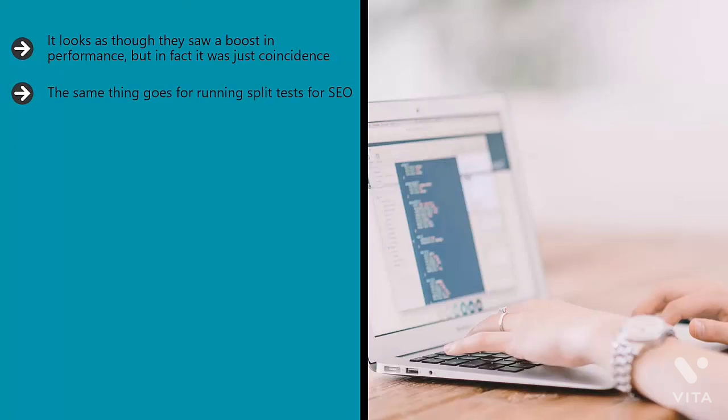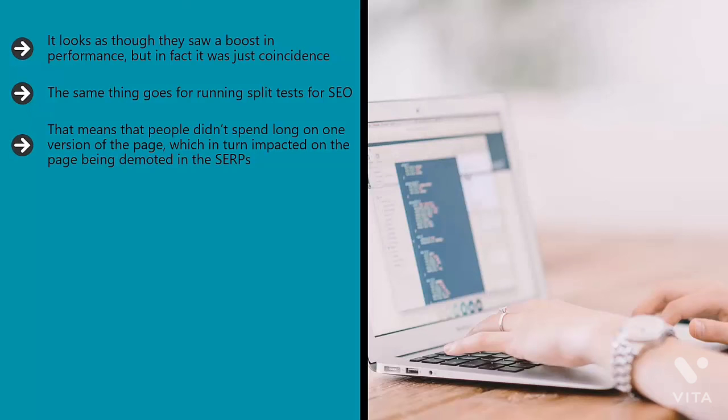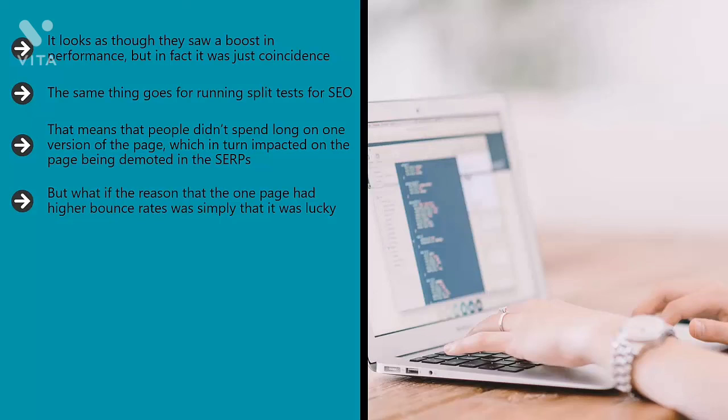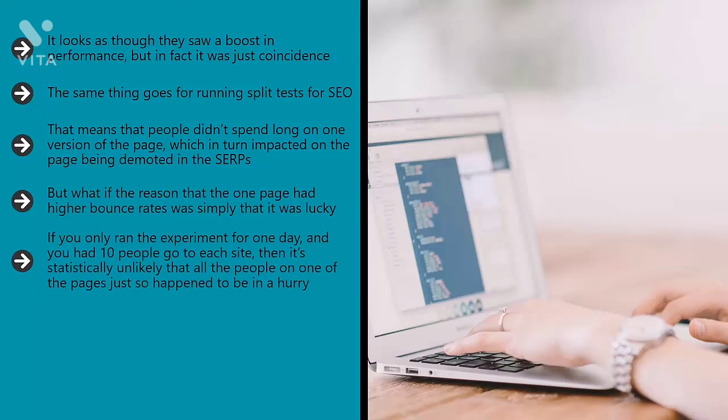The same thing goes for running split tests for SEO. If you have 2 versions of a website and one enjoys a bigger boost in SEO than the other, then this could potentially be a result of one page having lower bounce rates than the other. That means that people didn't spend long on one version of the page, which in turn impacted on the page being demoted in the SERPs. But what if the reason that the one page had higher bounce rates was simply that it was lucky? That the people who went there happened to be in less of a hurry? If you only ran the experiment for one day, and you had 10 people go to each site, then it's statistically unlikely that all the people on one of the pages just so happened to be in a hurry, but it's not impossible. And this is where the idea of statistical significance comes in.